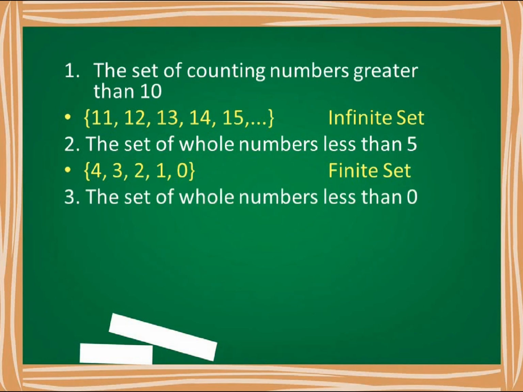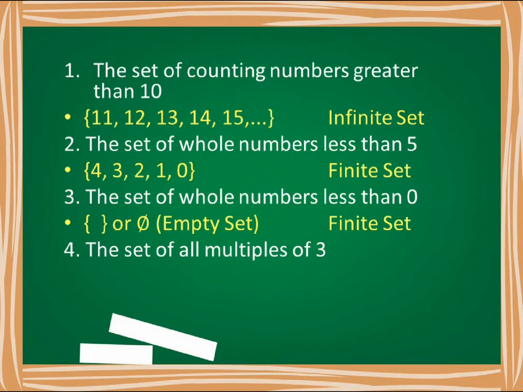Number 3. The set of whole numbers less than 0. Whole numbers na mababa kay 0. It is an empty set dahil wala ng whole numbers na mas mababa pa kay 0. It is a finite set. And number 4. The set of all multiples of 3. We have 3, 6, 9, 12, 15, and so on and so forth. So, again, it is infinite dahil walang katapusan yung multiples ni 3.